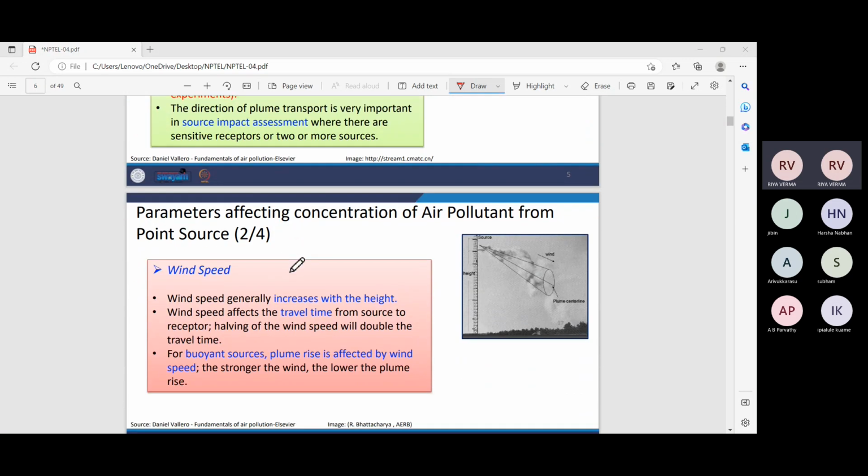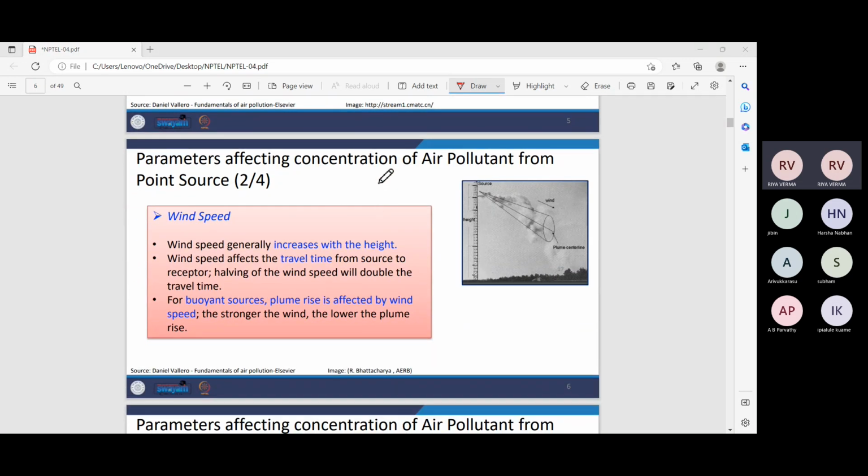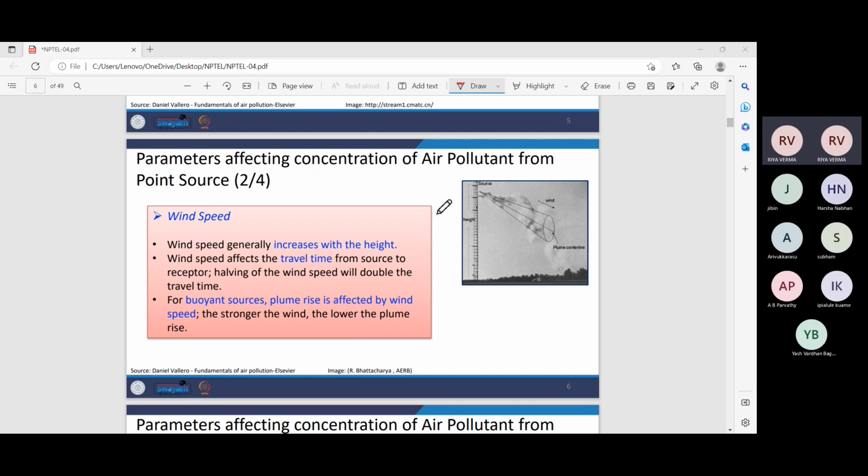Now second is your wind speed. Generally the speed of the wind increases with height, and it affects the travel time from source to the receptor. It helps in the dispersion of the pollutants. So if the speed of the wind is high, then the travel time from source to the receptor reduces.